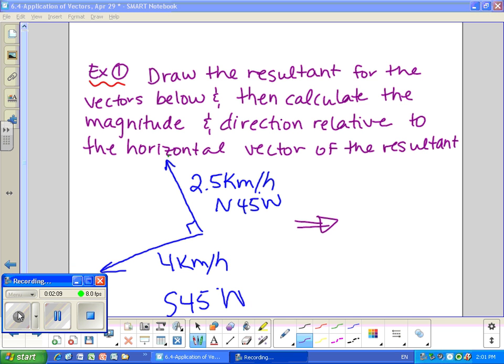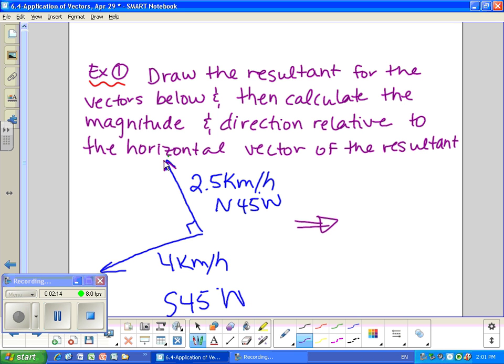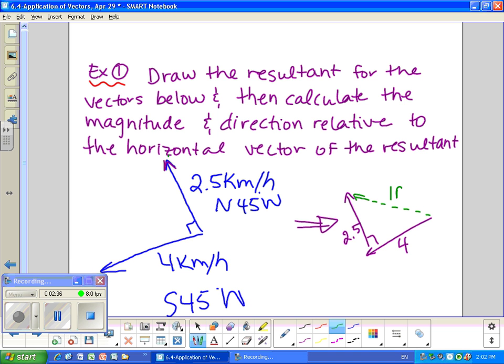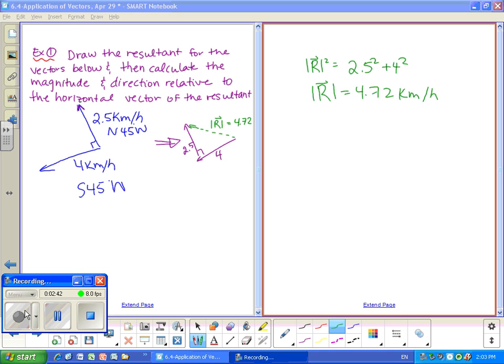So since we're not head to tail here, we have to make it so that it is. So let's move this vector right here, and we're going to shift it to the left. So we have this initial vector, and now we have this vector here, which will also be at 90. So we know this is 2.5, and we know this is 4. And if we're going to do our resultant vector, that's where our resultant vector would be. So to find the resultant, you're just going to do a squared plus b squared equals c squared. So that's the magnitude. Now we still need the direction.